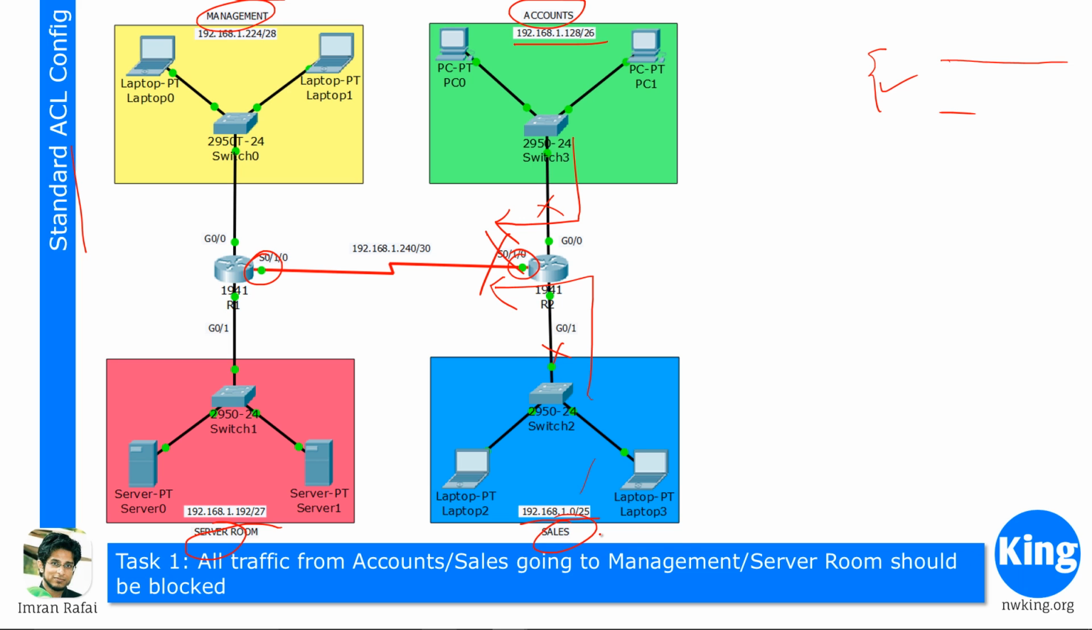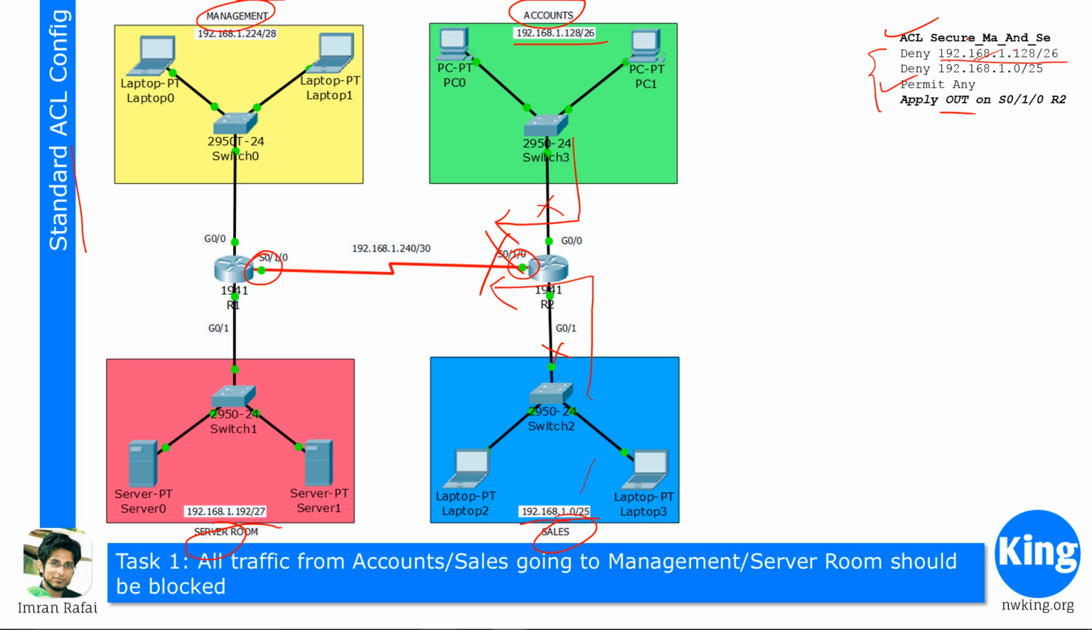So yeah, we looked at this. Task 1 said all traffic from accounts and sales going to the management and server room should be blocked. So that is done using this ACL. And don't worry about this ACL, this is not the format. Of course, we looked at the format. This is just for us to understand, right? So that's why I've written it in this format.